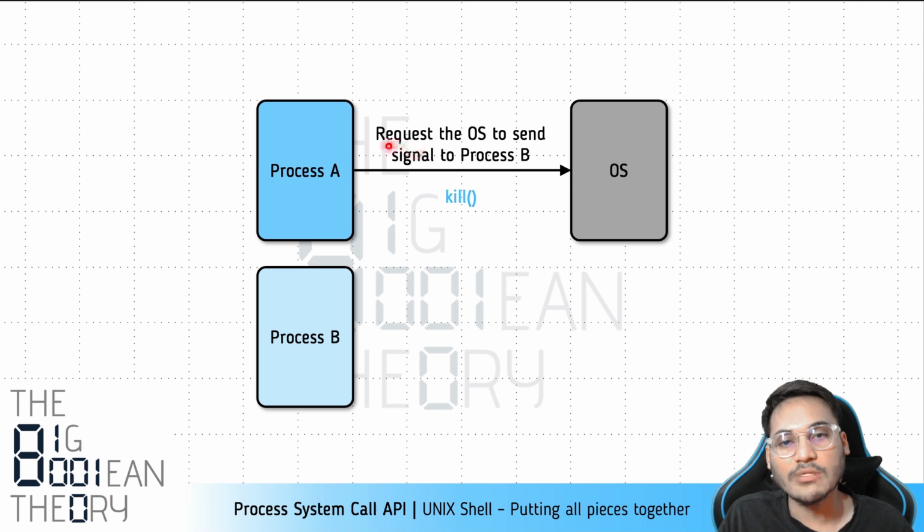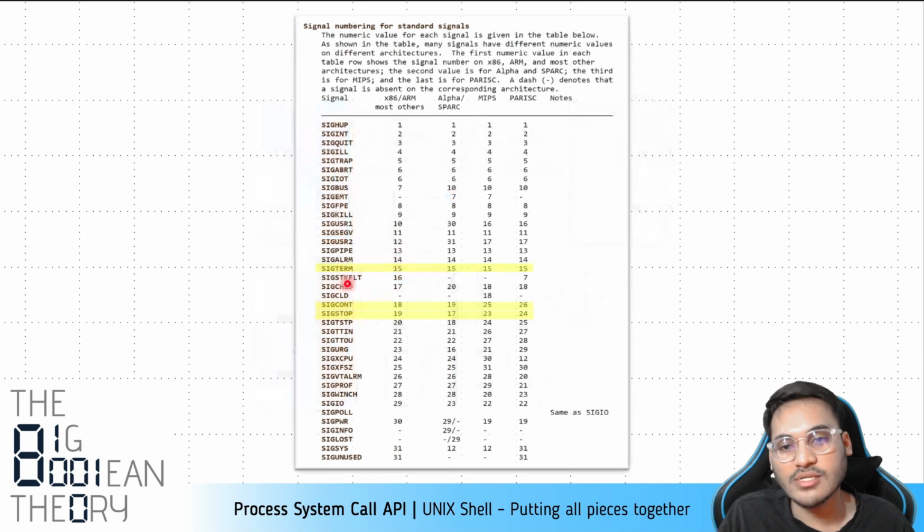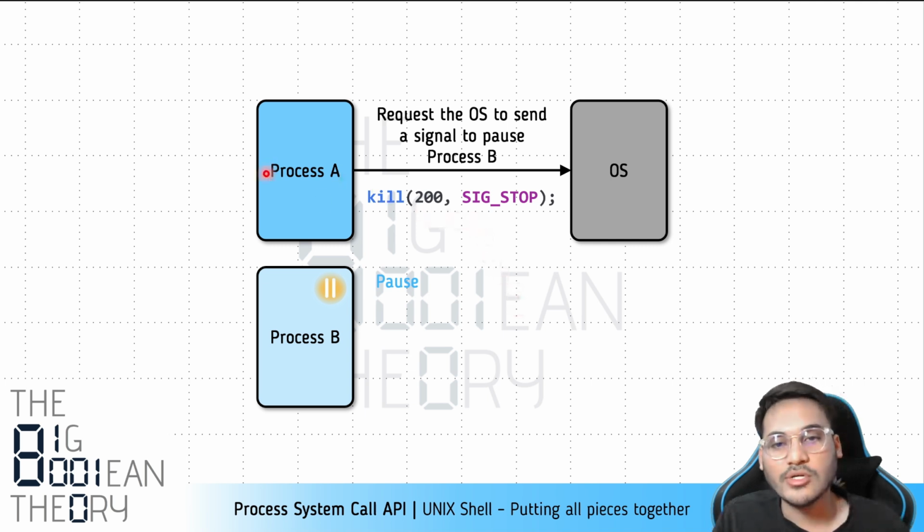So what does it do? It wants to request the operating system to send a signal to process B. It will use the kill system call, right? So let's say it wants to pause process B, just for some time. So what can it do? Let's say process B has a PID of 200, and it can use SIGSTOP. This is an integer. I'm just using the naming. As you can see, each of these signals has been assigned a name, but it is essentially an integer, right? So process A can use the kill system call, give the process ID of process B, and use the SIGSTOP signal to pause this process.